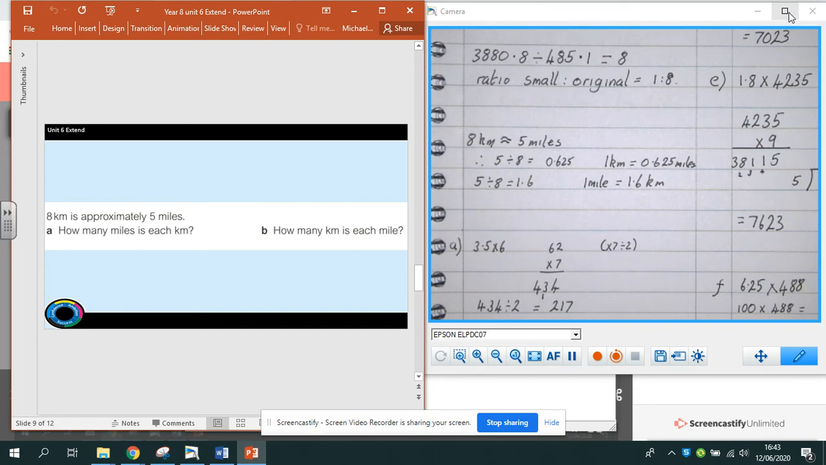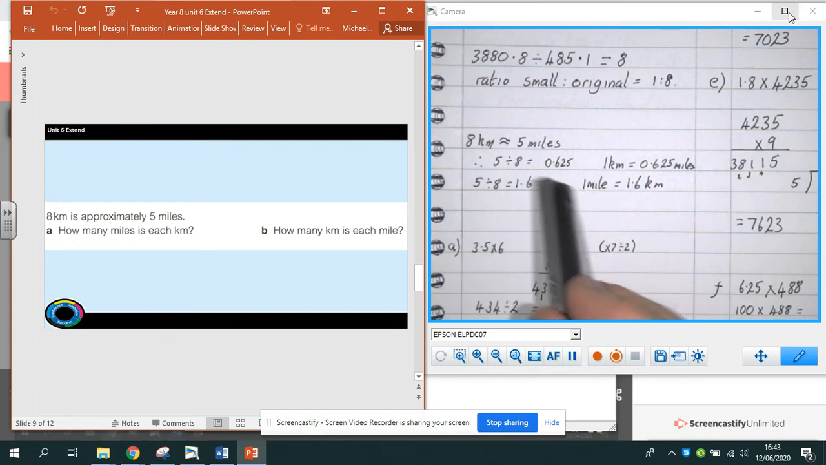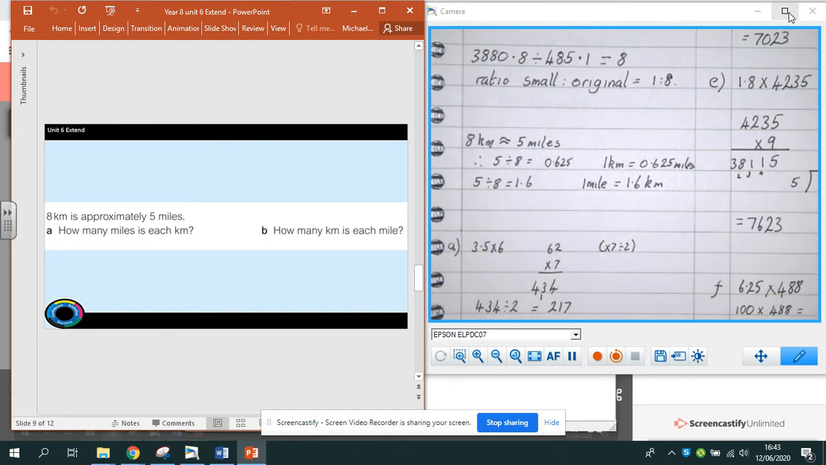So, how many miles is each kilometer? Well, we know that 5 miles is 8 kilometers. So to find out how many miles there are in each kilometer, we do 5 divided by 8. So that gives us 0.625. So there's less than 1 mile per kilometer, which makes sense.